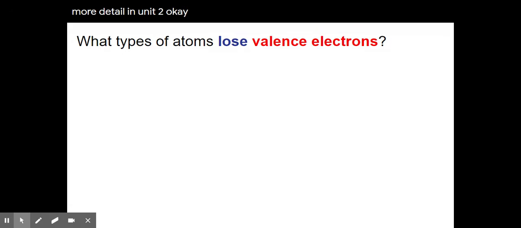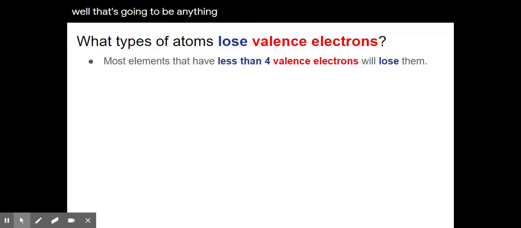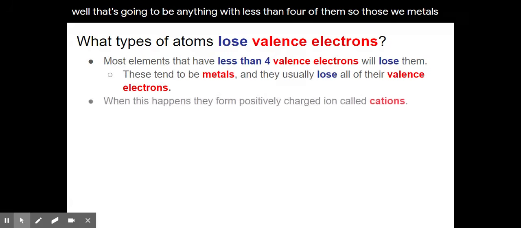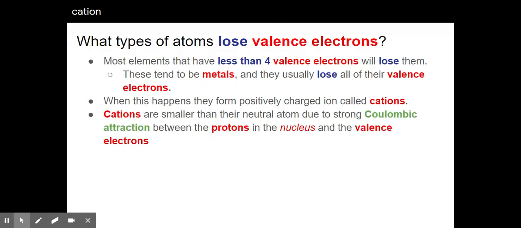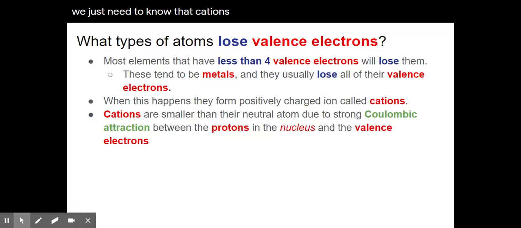Okay, quick refresher. What's going to lose valence electrons? Well, that's going to be anything with less than 4 of them. So those would be metals, and they'll lose them all. We're going to make a positively charged ion called a cation. We're not going to worry too much about the size part here, but we just need to know that cations are smaller than their neutral atom.